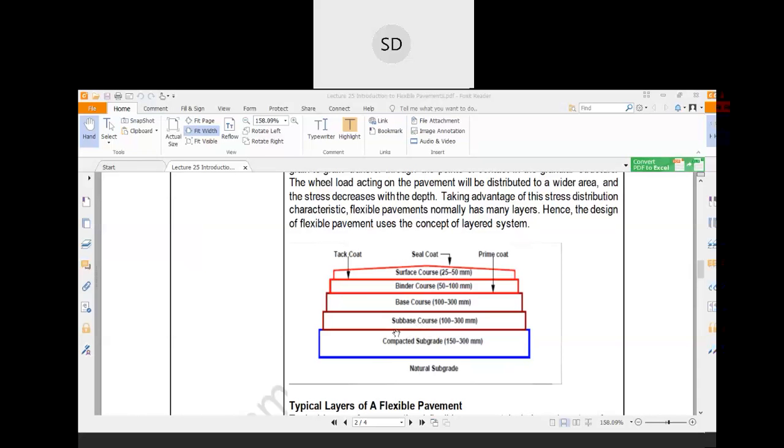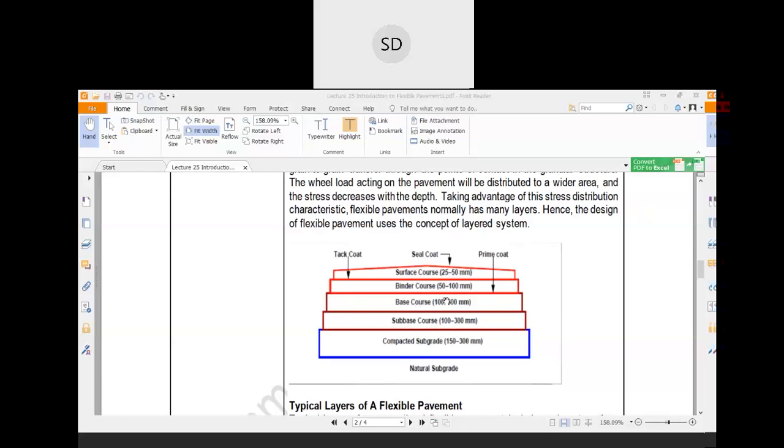subbase course. Now another function of the subbase course is, whenever load is applied over the top layer, some soil material can penetrate through into the base course if the subbase course is not present over there. So therefore the subbase course also reduces this penetration of the soil into the base course.